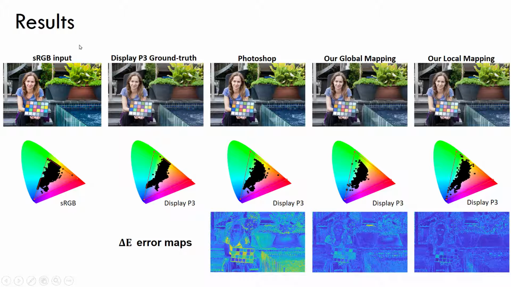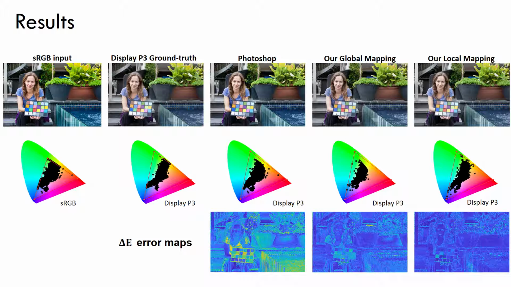So we take our sRGB image, we have the ground truth that we've computed in display P3. So this is our target. We know what these values should be. Now let's look to see what Photoshop would do. So Photoshop would take the sRGB image. I believe we're using the perceptual rendering intent for Photoshop, and it converts it into display P3. We can apply our global mapping, and you can see that reduces some of the color errors, but if we apply our local mapping, we can reduce it even more.